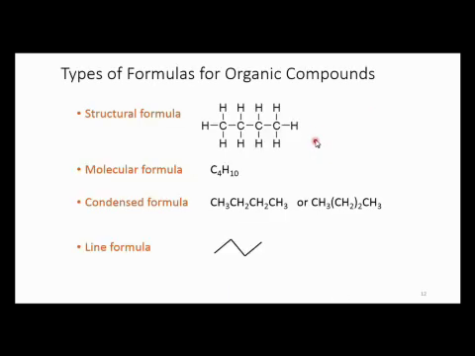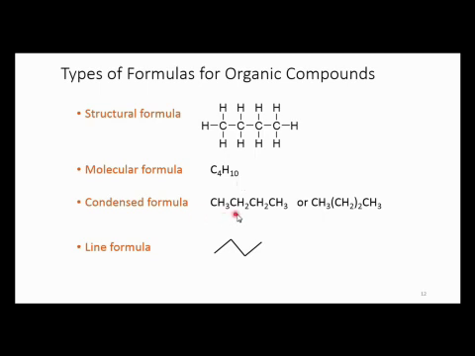Here's a much simpler compound, normal butane. This has 4 carbons. Each carbon has its characteristic 4 bonds, and the hydrogens, of course, have 1 bond. So you see that 1, 2, 3, 4 carbons and 10 hydrogens. The molecular formula, which is a very condensed notation, useful mainly for calculating molar masses, is C4H10. It doesn't tell you any structural information, though.